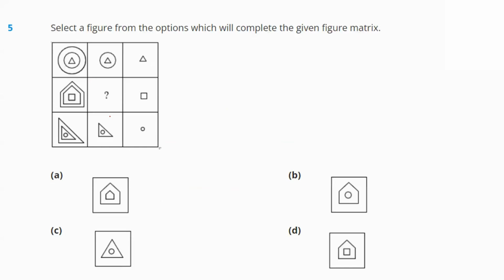Option C. Next, the fifth question: there is a figure matrix given and you have to complete it from the options given. If we observe the pattern, 2 circles with 1 triangle, 1 circle with 1 triangle, and just a triangle. So this is 2 pentagons with 1 square, so definitely it should be 1 pentagon with 1 square, and then just the square over here. 1 pentagon with 1 square is option D. So that's our answer.